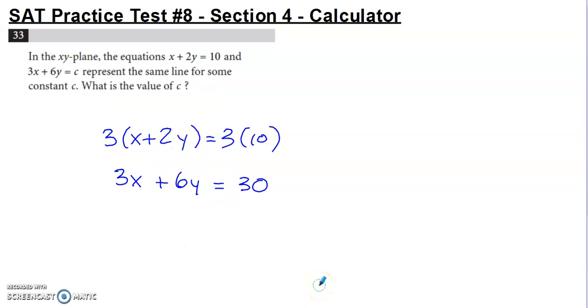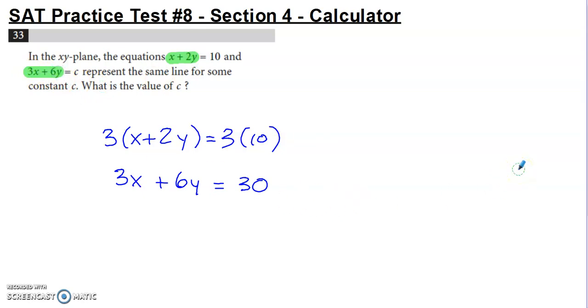33 is a little bit trickier than the first two. So they tell us that in the xy plane we've got the equation x plus 2y is equal to 10, and then 3x plus 6y equals c. They represent the same line for some value of c. What's the value of c? So what I think here is, well, I don't necessarily know the right-hand side of the second equation, so I'm not going to focus so much on the right-hand side of these equations, but I do think I can make the left-hand side of this equation match the left-hand side of this equation.